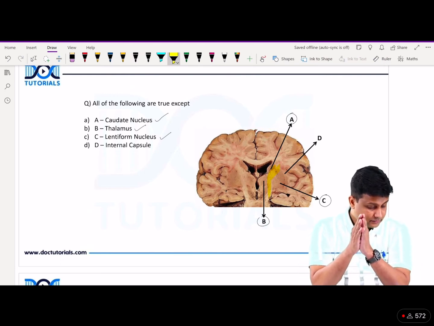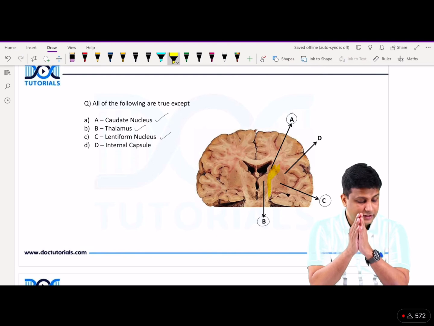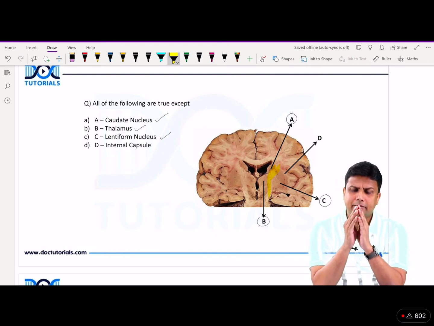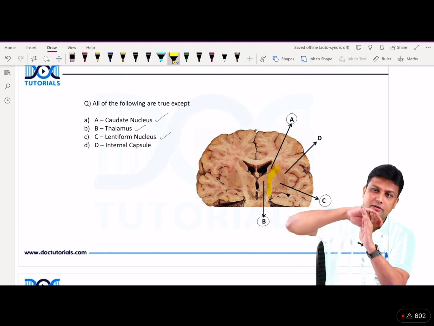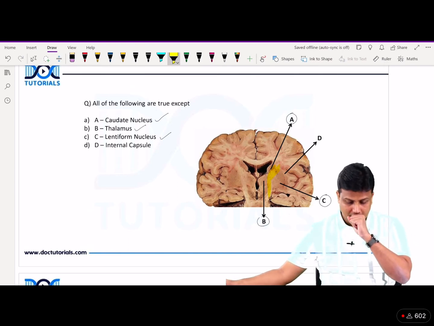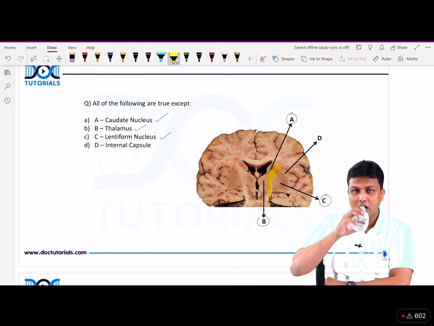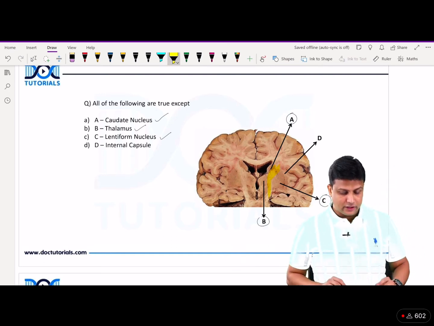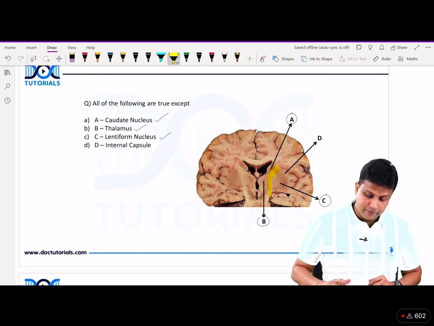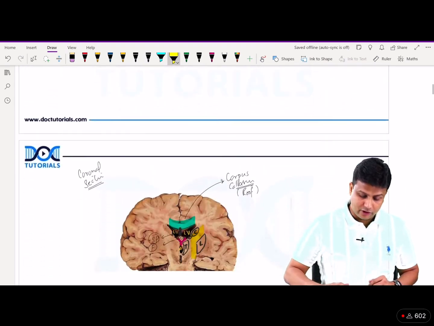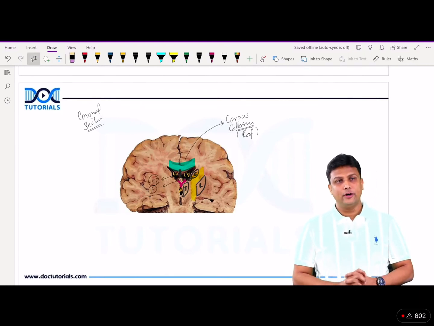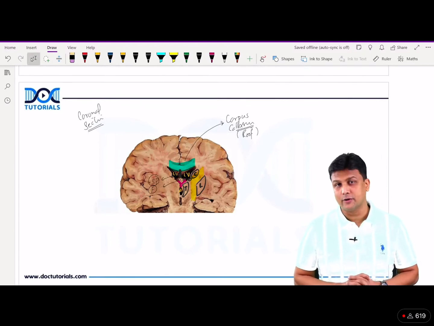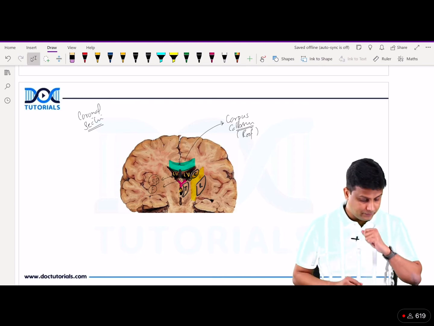The lentiform nucleus is given the name lentiform because it is lens shaped. Because it is lens shaped, there will be a capsule inside, the internal capsule, and a capsule outside, your external capsule. Is it okay? So, therefore, that fourth option is wrong. By the way, it's not about this question, it's all about the concept here, guys. I want you to remember the coronal section, and I told you about all the structures in it. Hope you are able to identify them, guys.